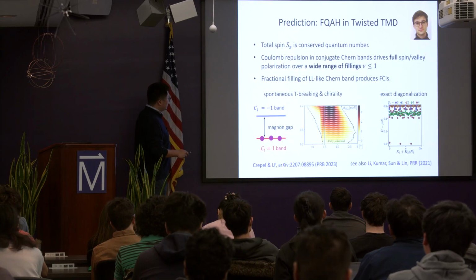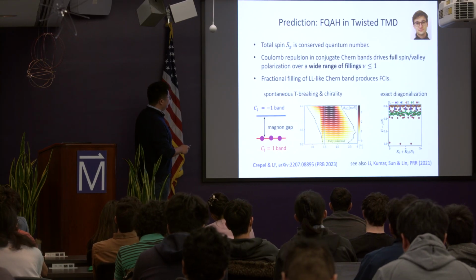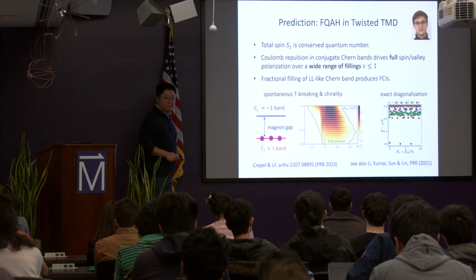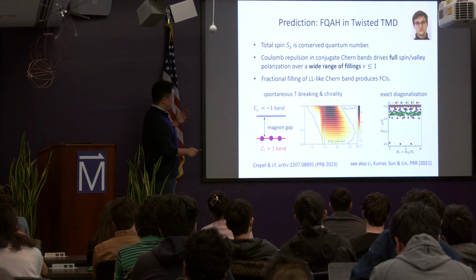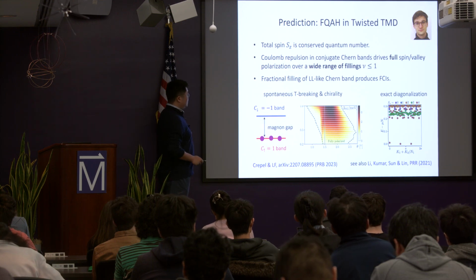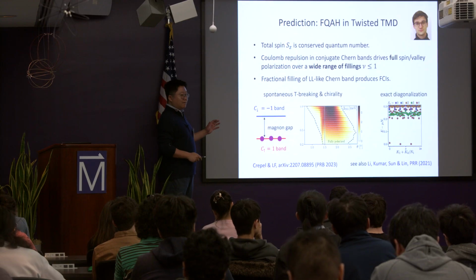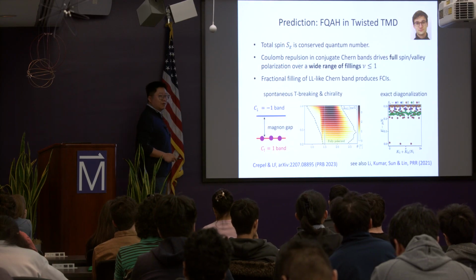Moreover, if you look at, for example, 1/3 filling, then we have a situation of fractional filling of a Landau-level-like electron band. This should give us a fractional Chern insulator, and indeed, here our excitation spectrum shows a 3-fold degeneracy, very much like the Landau level case.